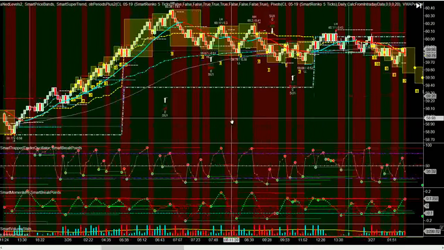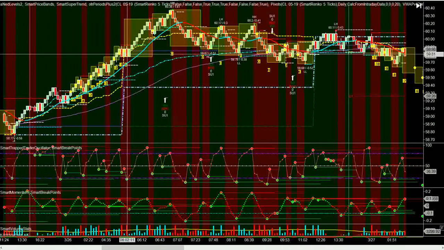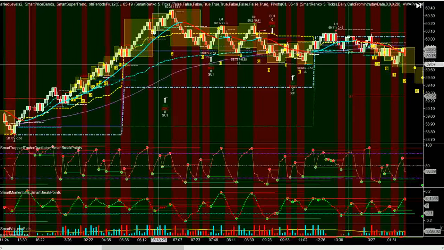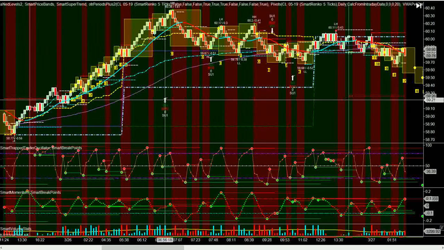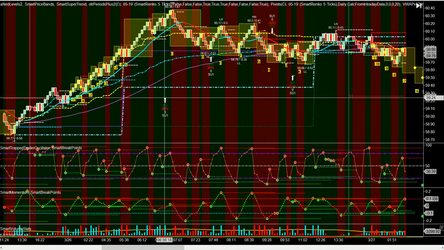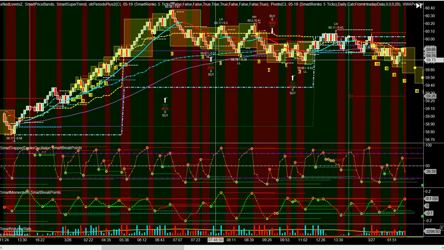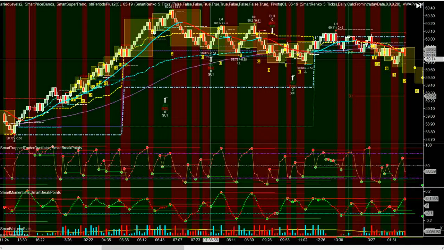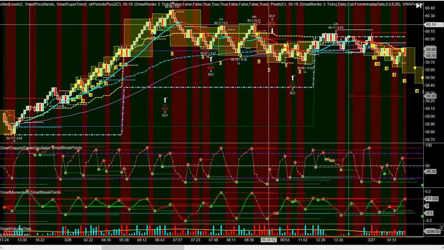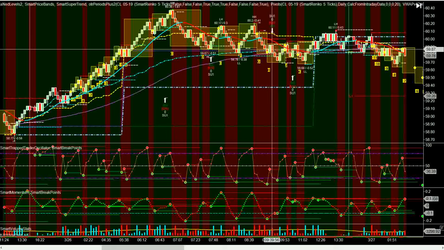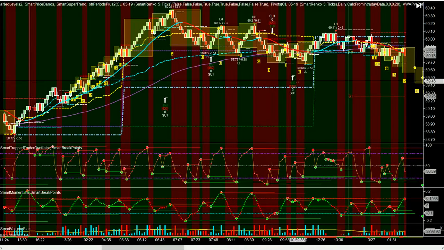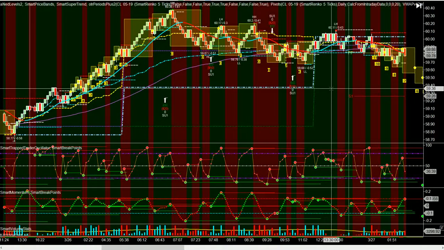Came into Tuesday, A period coming up here, and then picked up another 3D pattern right here, green on green. Another 3D pattern right here, green on green. Another 3D pattern right here, red on red. Another 3D pattern right here, green on green.